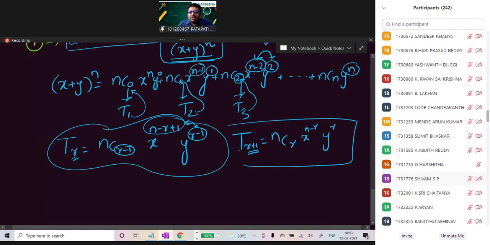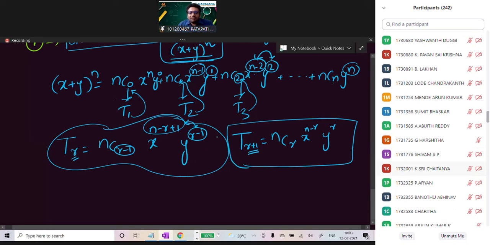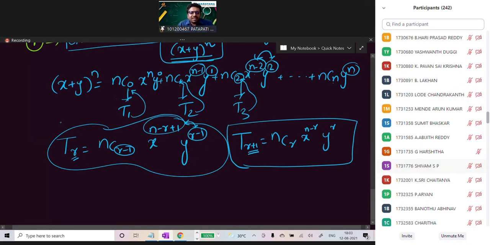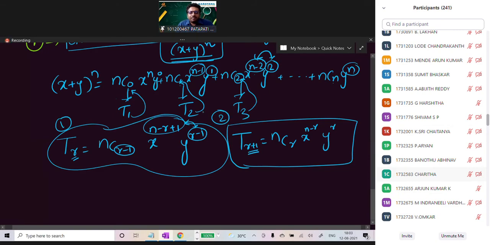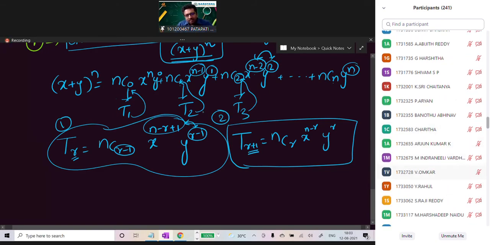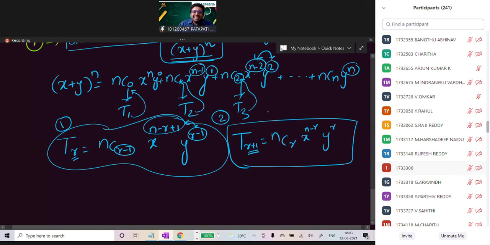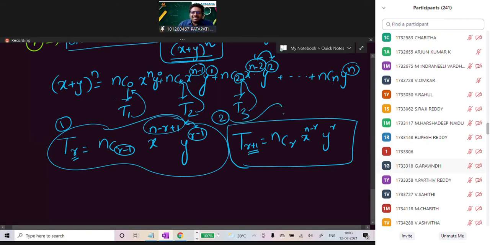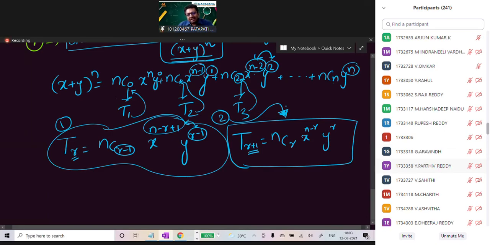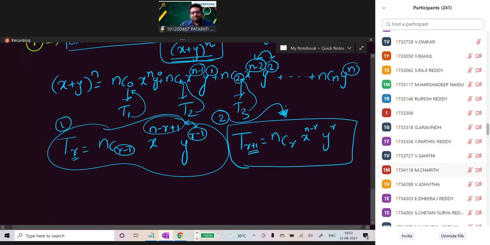Does this look good? Of the first formula and second formula, which one do you prefer? Second. So usually the mathematicians who have developed this theory have preferred the second one. I also personally prefer the second one. It's easier to manage.